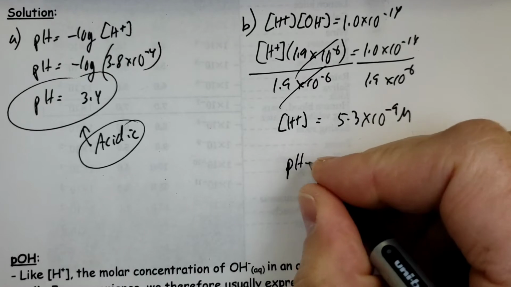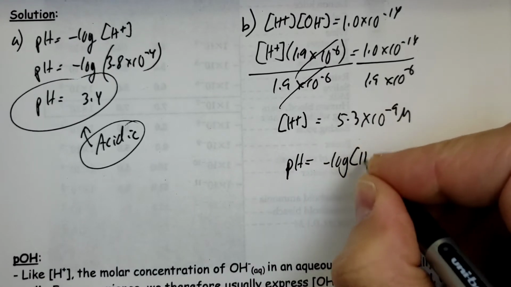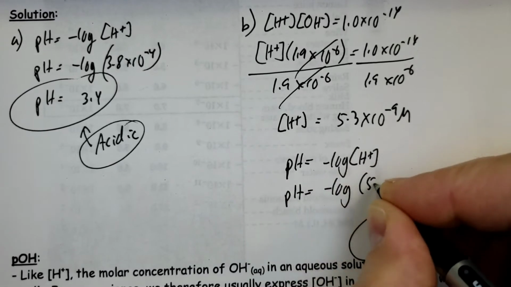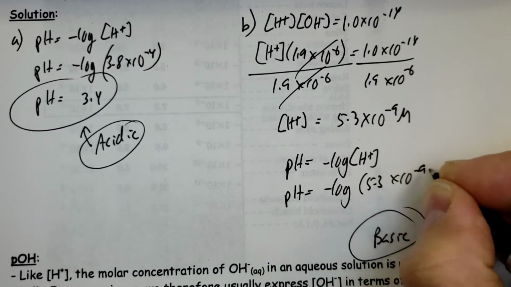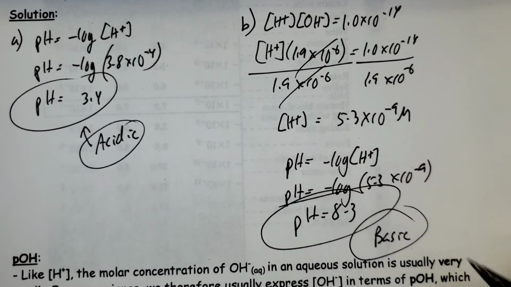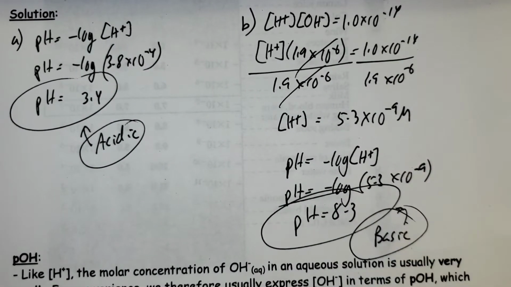So if I plug that into the pH formula, let's see what I get here. Negative log of 5.3 times 10 to the minus 9. pH equals 8.3. So that is basic because it's bigger than 7.